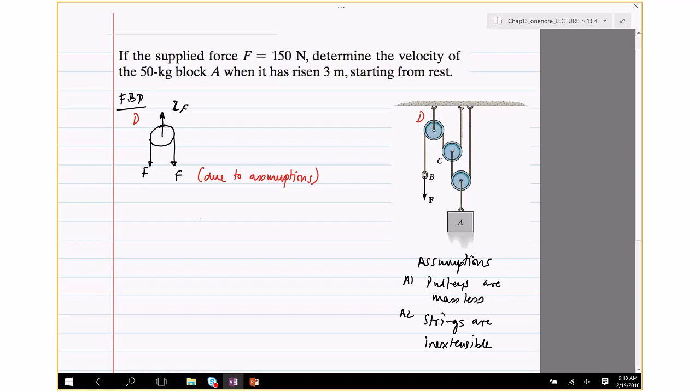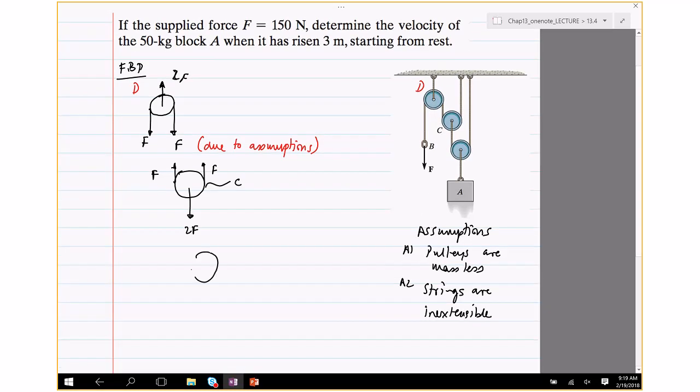Okay, then I'll draw a free body diagram for C. It actually is much easier if you draw it right below D. Again, this is going to be F on this side, and it's going to be 2F. That's C. And then finally, the free body diagram for the last pulley. It's going to be 2F because again the pulley is massless. And what's this force? It's going to be 4F.